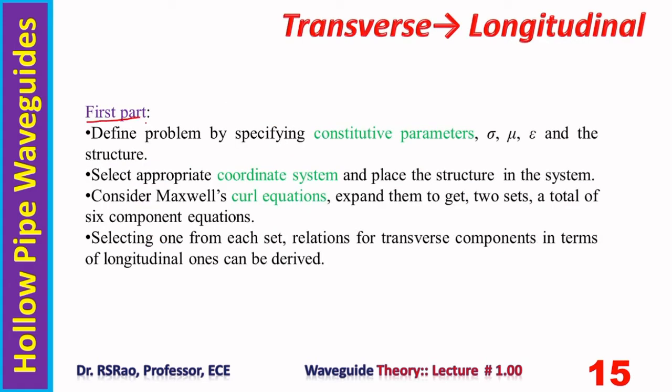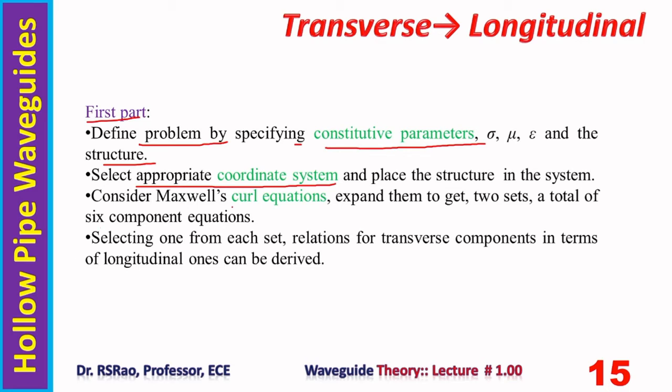First part starts with defining the problem by specifying constitutive parameters sigma, mu, epsilon and the structure. Then we have to select an appropriate coordinate system. In the analysis of rectangular waveguides and parallel plate waveguides, Cartesian system is the appropriate one because they involve rectangular symmetry. When we do analysis of circular waveguide, it is appropriate to use cylindrical coordinate system because circular waveguides have cylindrical symmetry. So it depends upon the symmetry exhibited by the structure.